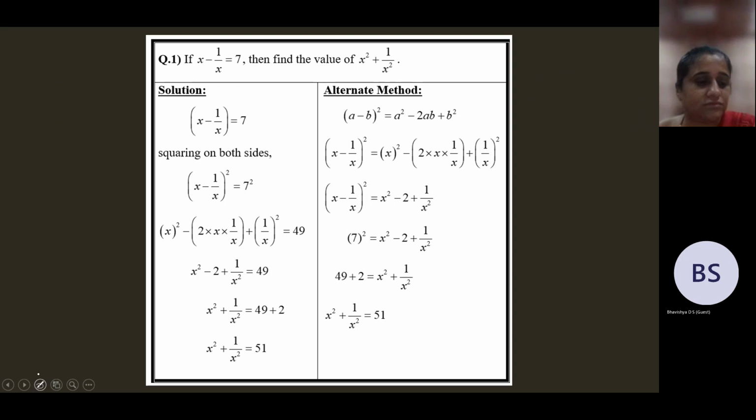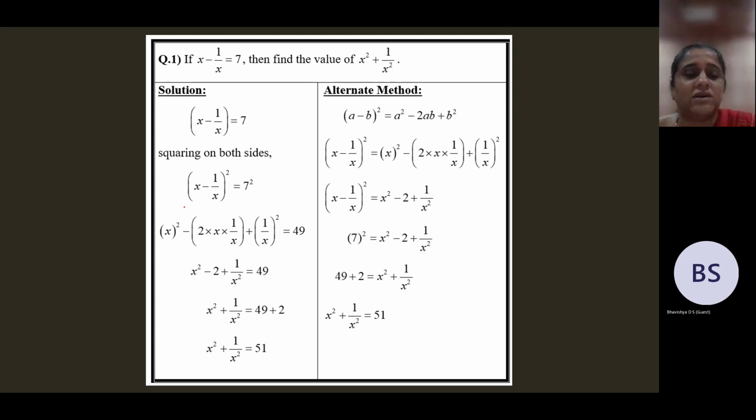So see here. Take up the given equation, x minus 1 by x is equal to 7. This is what is given. Write down that equation and square on both the sides. So that means x minus 1 by x the whole square is equal to 7 square. Square the left hand side, square the right hand side.